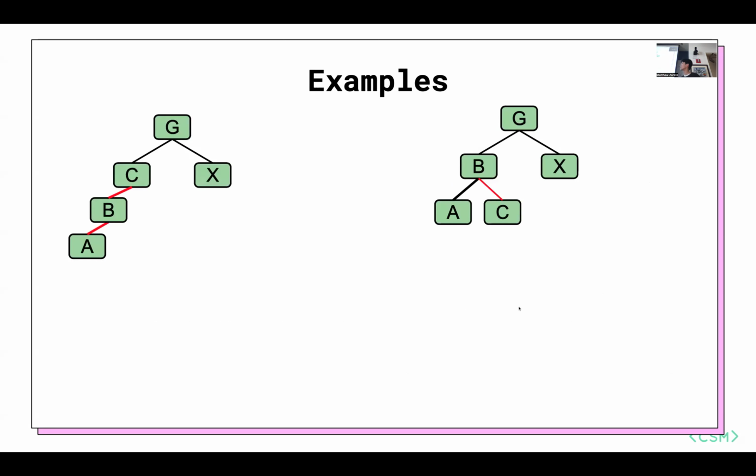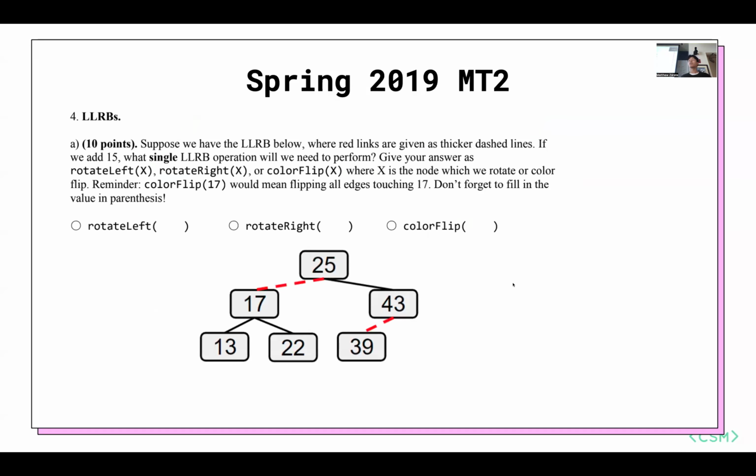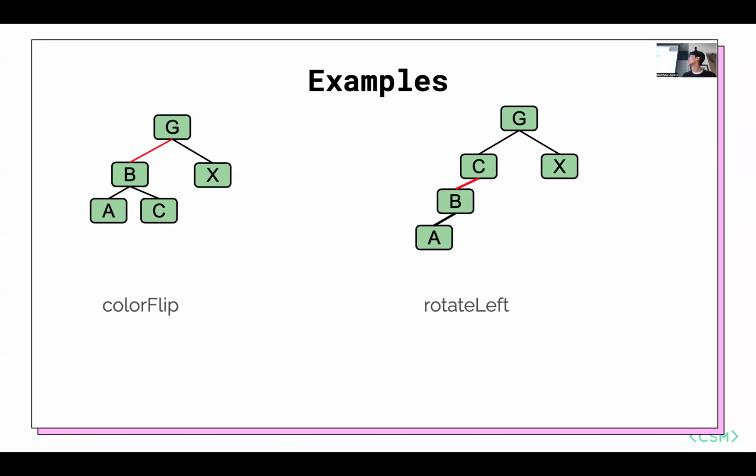So here we have 2 examples of invalid left-leaning red-black trees. Does anyone have any ideas of what we should do? Yes, a right rotation, right? Now is this valid? Yep. And now we have a valid tree. What about this example? Yep. All right. Now we have just any questions before we move on?